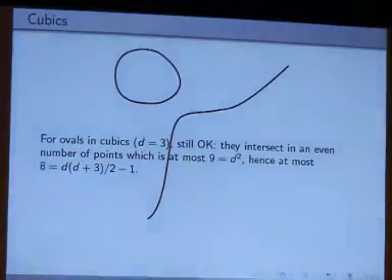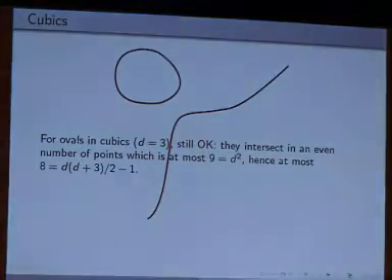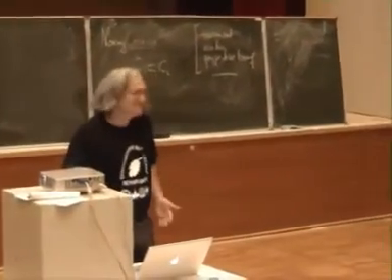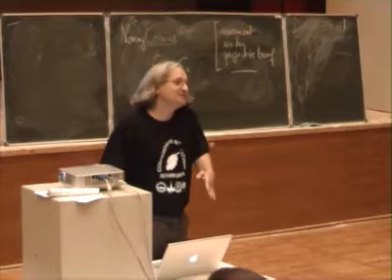There is still one case in which I can say something: the case of cubics. Why? A cubic might look like this yellow curve. It has an infinite branch, and some kind of closed loop that people in algebraic geometry call an oval. It's the oval of a cubic curve. And the point is that it still works for ovals of cubics.